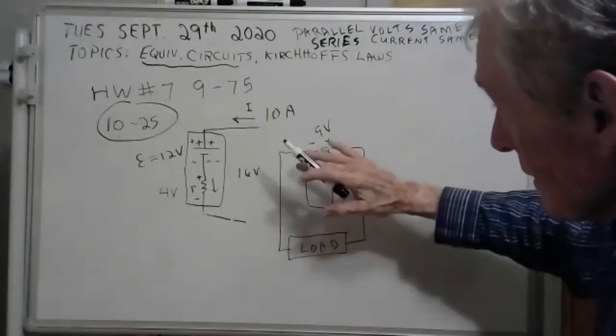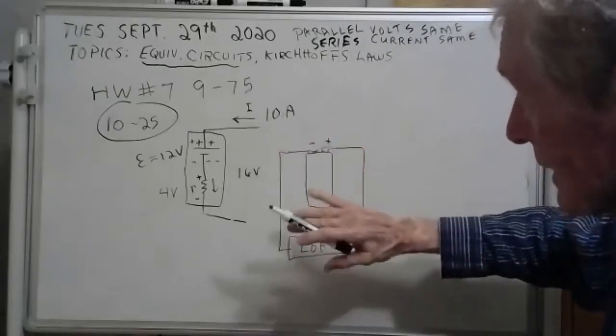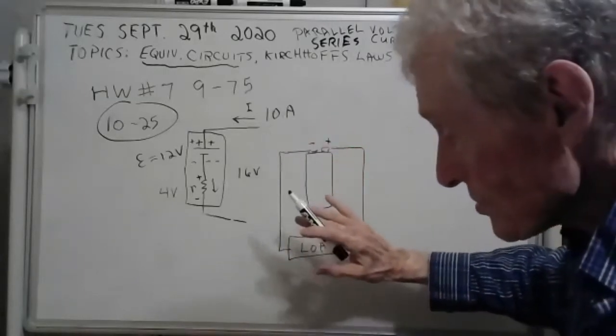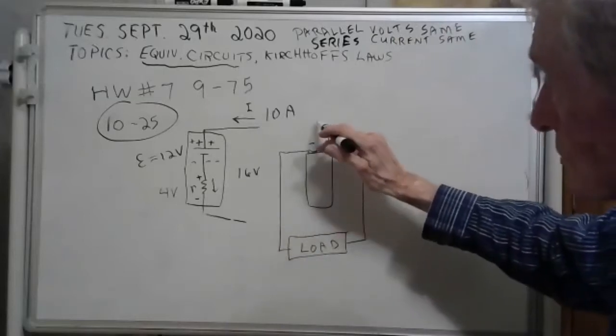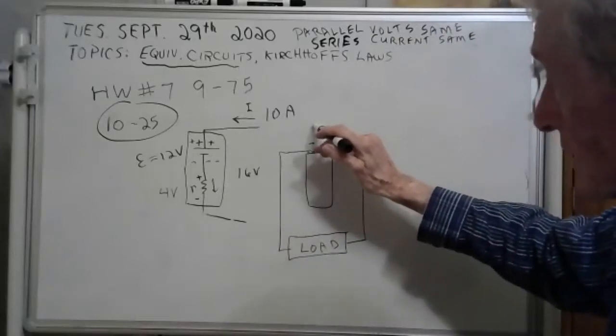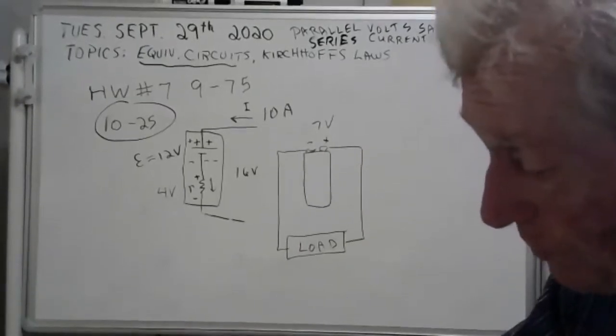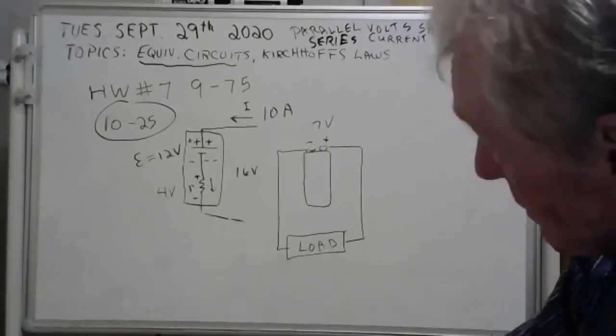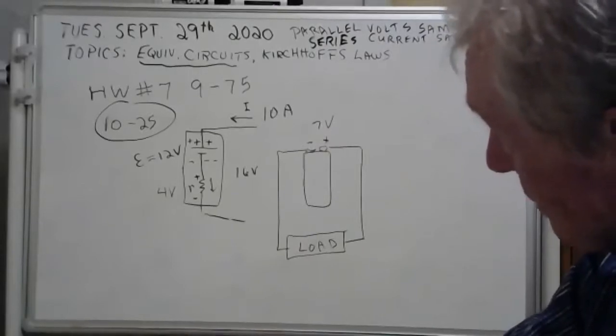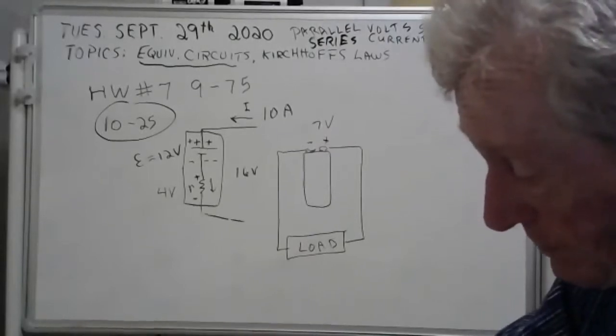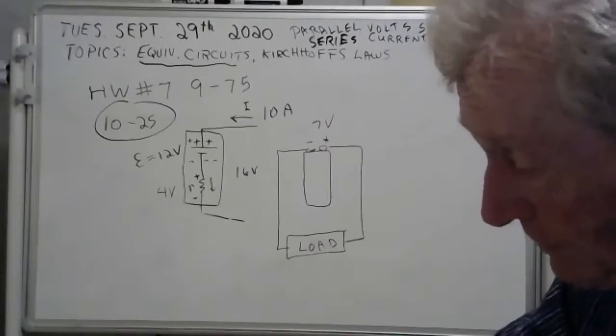You're not going to get 9 volts. I'm sorry. The internal resistance uses up some of your voltage, and you might get 7 volts. It's still a 9-volt battery, but because you have current going through it, you don't get 9 volts anymore.